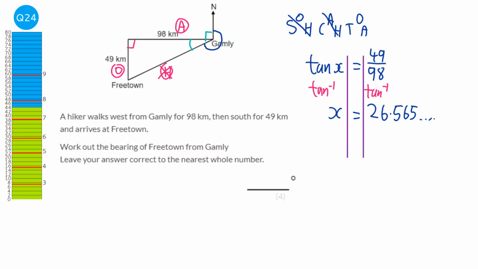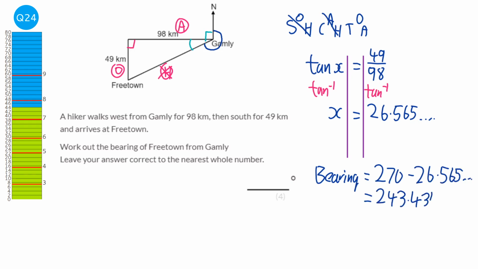So what I'm going to do now is work out the bearing. So for the bearing, we're just going to do 270 take away the 26.565, and that gives us 243.434. It says it wants it to the nearest whole number, so that's going to be 243.